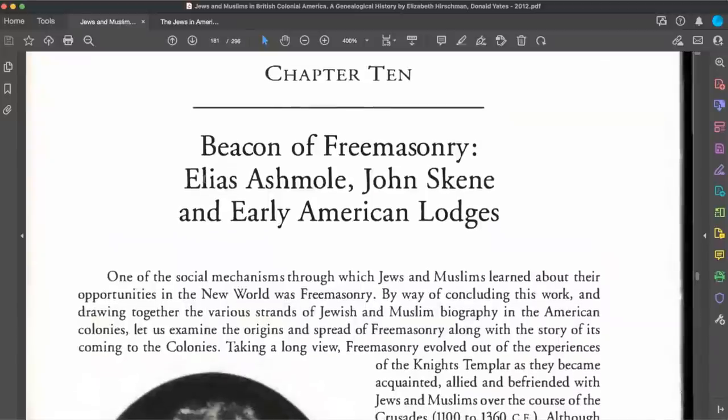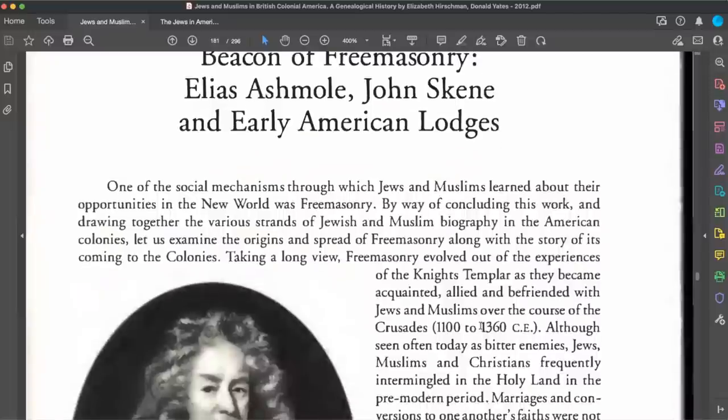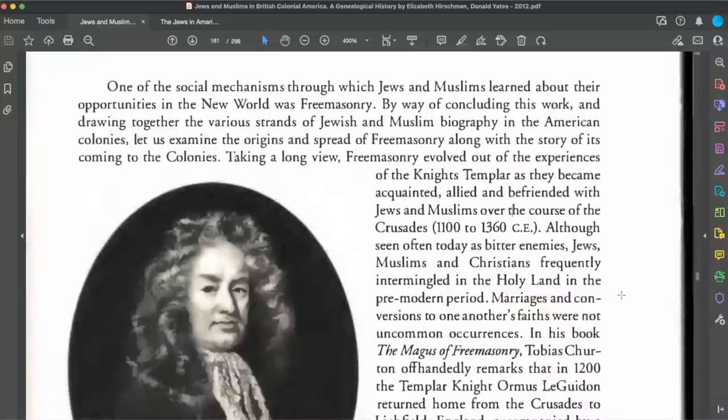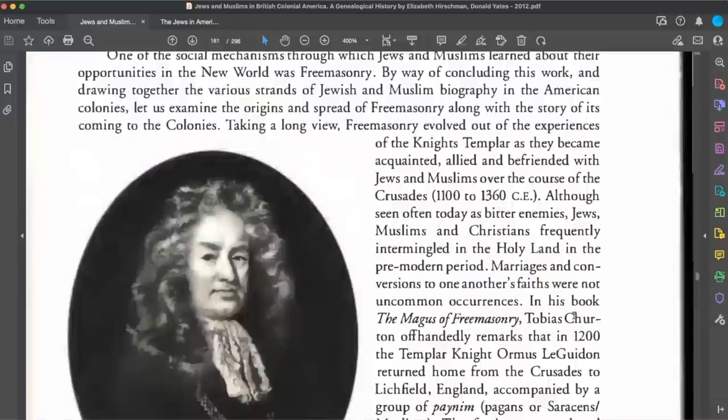It starts here saying, one of the social mechanisms through which Jews and Muslims learned about their opportunities in the New World was Freemasonry. Okay, listen to this. By way of concluding this work and drawing together the various strands of Jewish and Muslim biography in the American colonies, let us examine the origins and spread of Freemasonry, along with the story of its coming to the colonies. Taking a long view, Freemasonry evolved out of the experiences of the Knights Templar as they became acquainted, allied, and befriended with Jews and Muslims over the course of the Crusades from 1100 to 1360 AD. Although seen often today as bitter enemies, Jews, Muslims, and Christians frequently intermingled in the Holy Land.